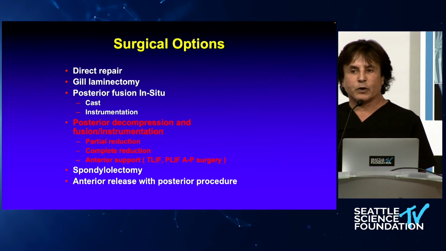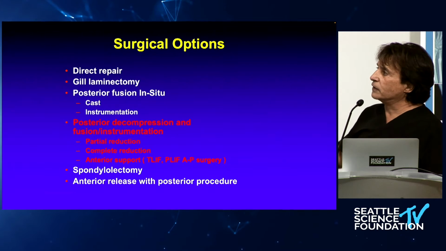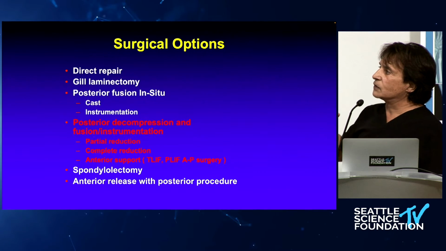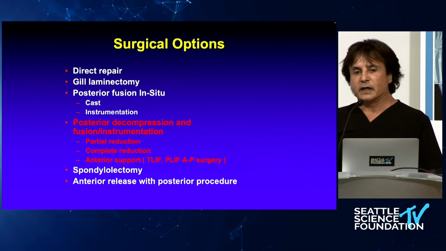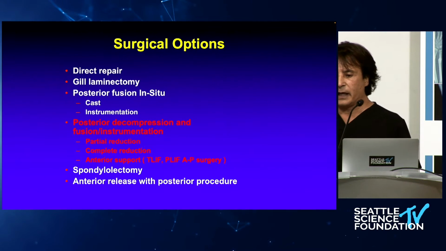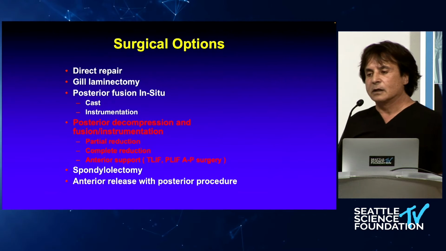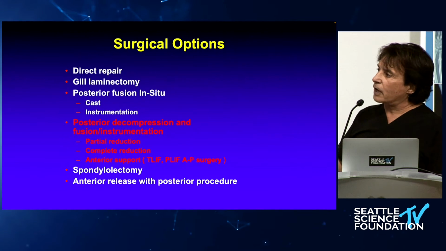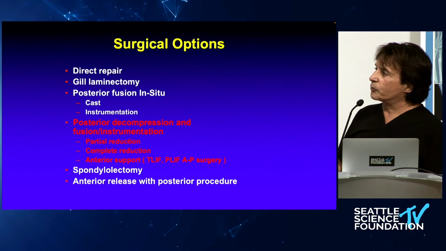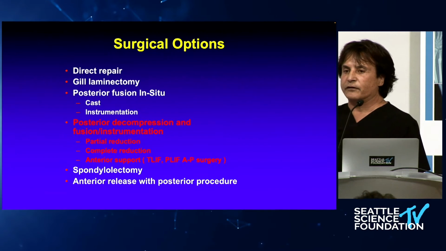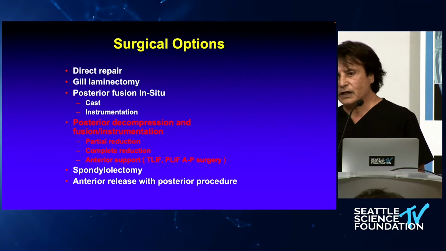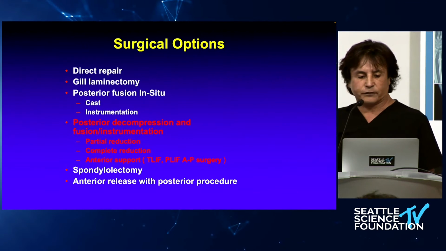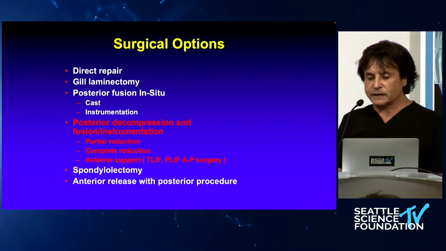All right, so what are the surgical options when you're dealing with an adult? It's usually a decompression or minimally invasive decompression in a radicular patient, and we could talk about that later, or posterior decompression and fusion, whether you just do fusion, or fusion with instrumentation, or circumferential fusion.